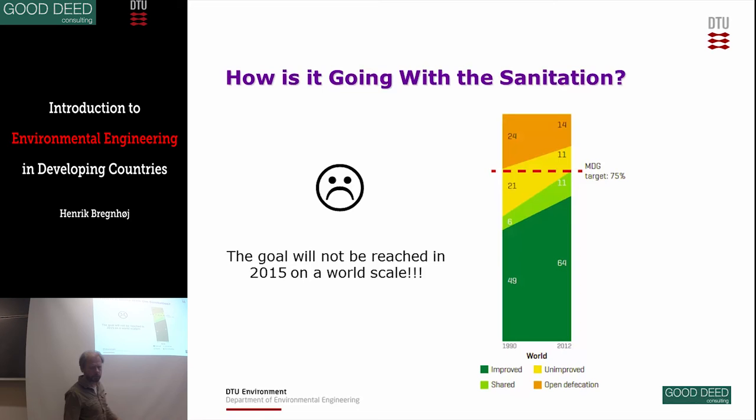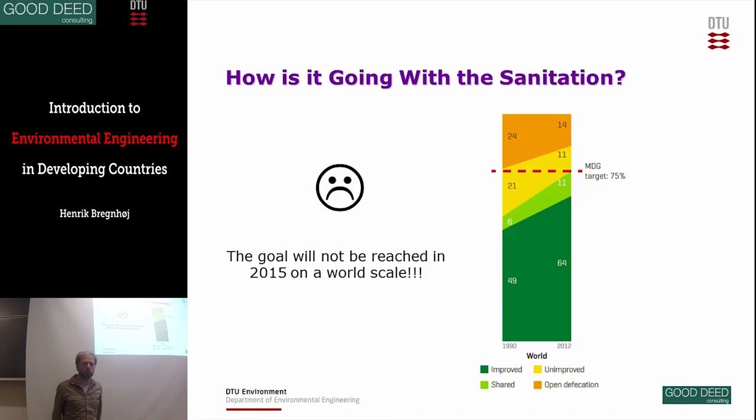The light green one is shared sanitation. That means several families are sharing the same toilet. Could also be public latrines. This is not considered adequate sanitation. Then you have something called unimproved, where it's not very clean. You have your own toilet, but it's not a very clean toilet, where you could also transfer diseases because it's not clean. And then you have open defecation. That means you have no toilet. So open defecation means you go to the bushes.